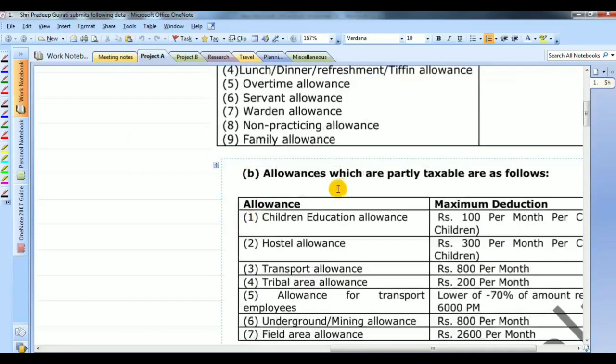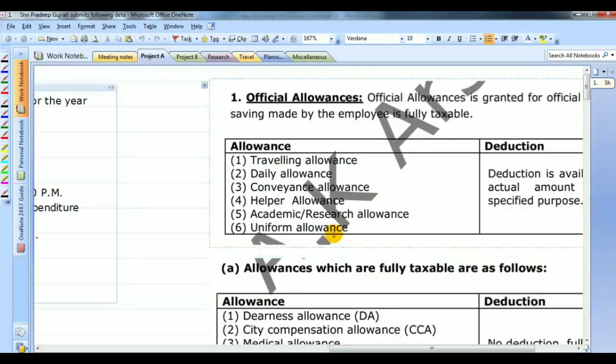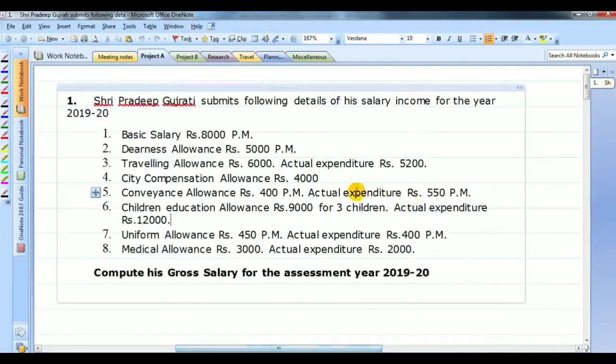Children education allowance comes here as a personal allowance. So for that, actual expenditure will not be considered. We will have to apply the rules of that particular provision to solve personal allowances. But as far as official allowances are concerned, you will straight away deduct the actual expenditure from the amount which has been received by you towards that particular allowance. Okay, so uniform allowance we have done.